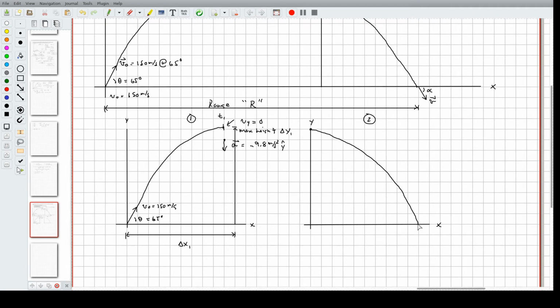So here would be our final velocity, whatever that is. So we need to find that. Here's our angle alpha. So this would be V. We don't know what that is.